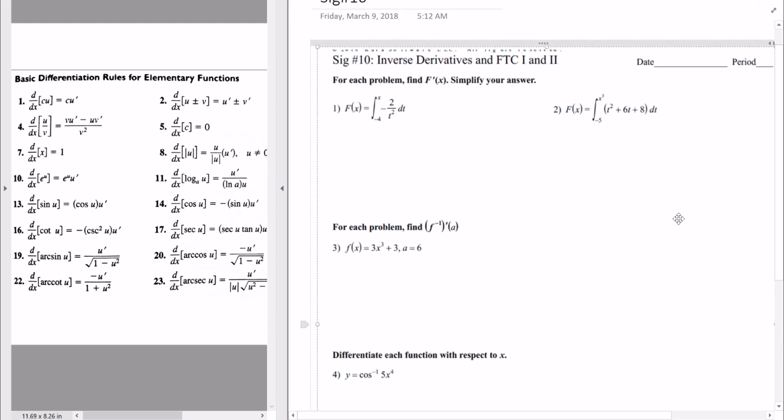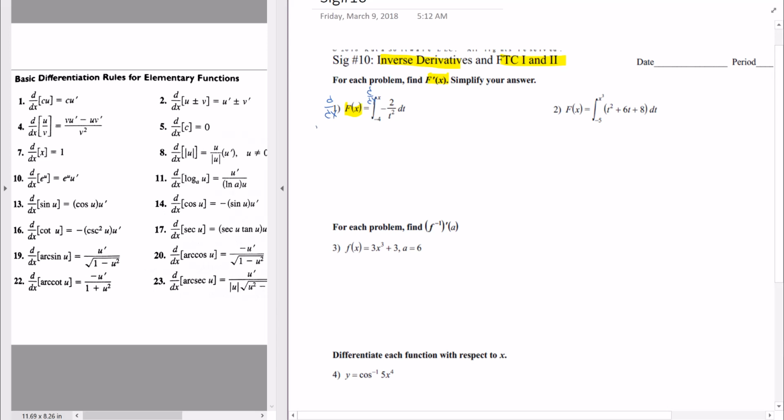Okay, hi all. We're here on SIG number 10, which has to do with inverse derivatives and the fundamental theorem of calculus, part 1 and part 2. It actually starts with the fundamental theorem of calculus here, right? So we're given f of x, and they want us to find f prime of x and simplify our answer, right? So basically, to find f prime of x, we have to take the derivative of both sides.